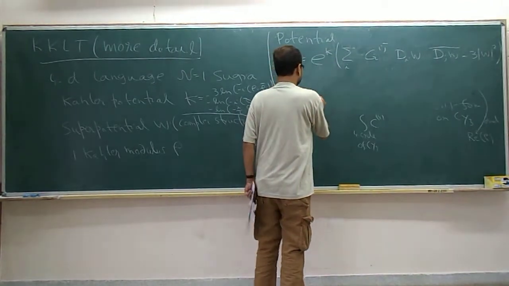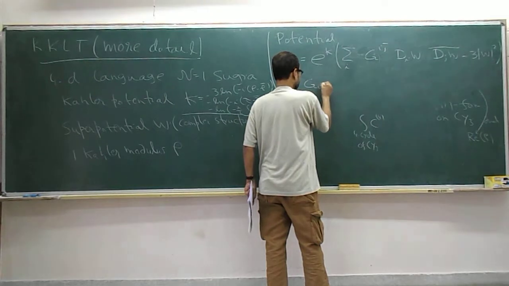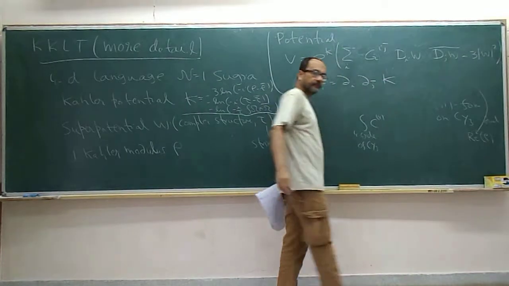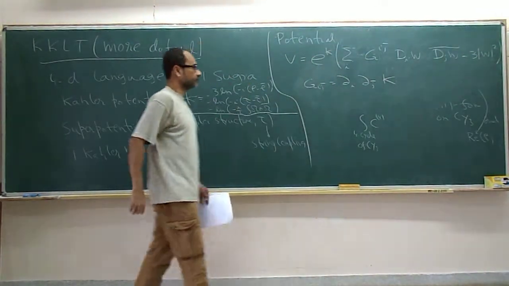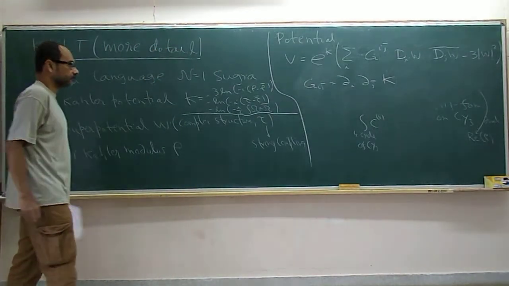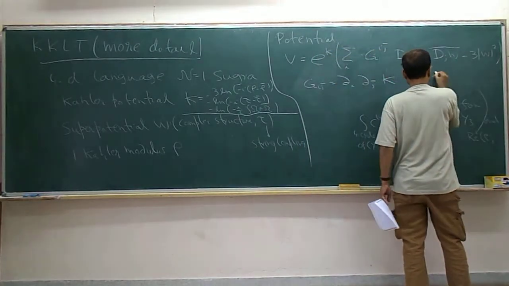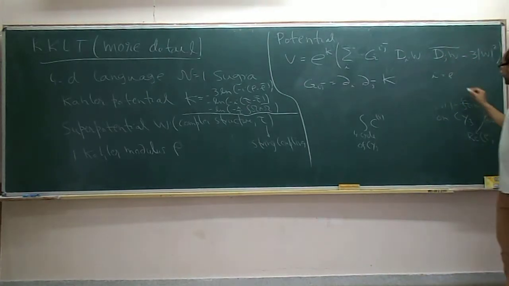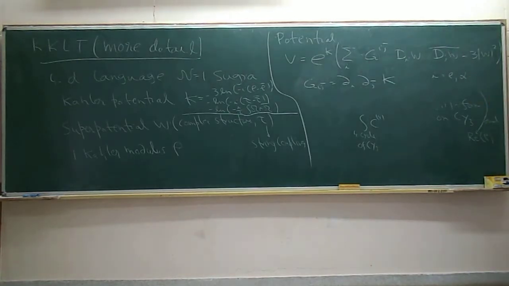So let me say, K I have already defined here. G_{I j bar} is nothing but del I del j bar K, and G upper I j bar is the inverse of this matrix. Now we then divided I into two parts. One is rho, that's a single field. The other one is labeled by alpha. So alpha stands for complex structure modulus tau and various other things. This rho part we separated out.